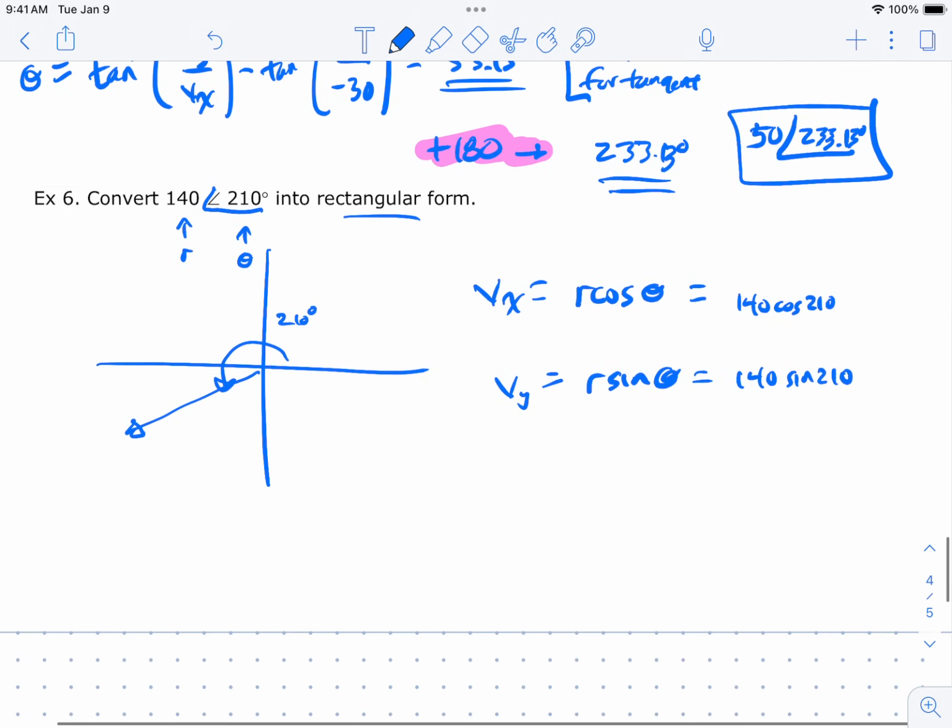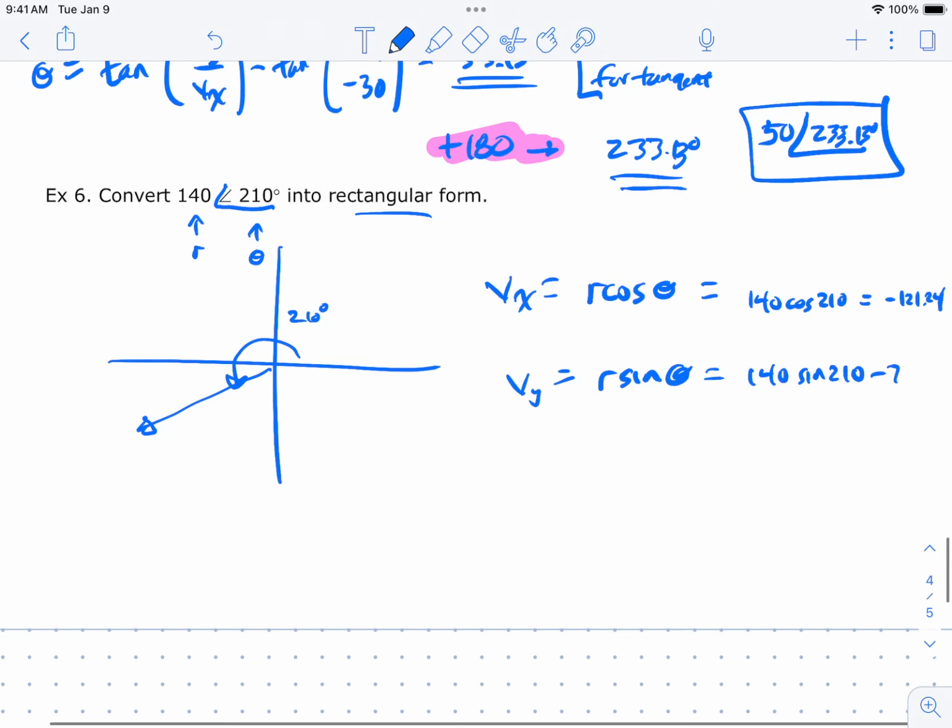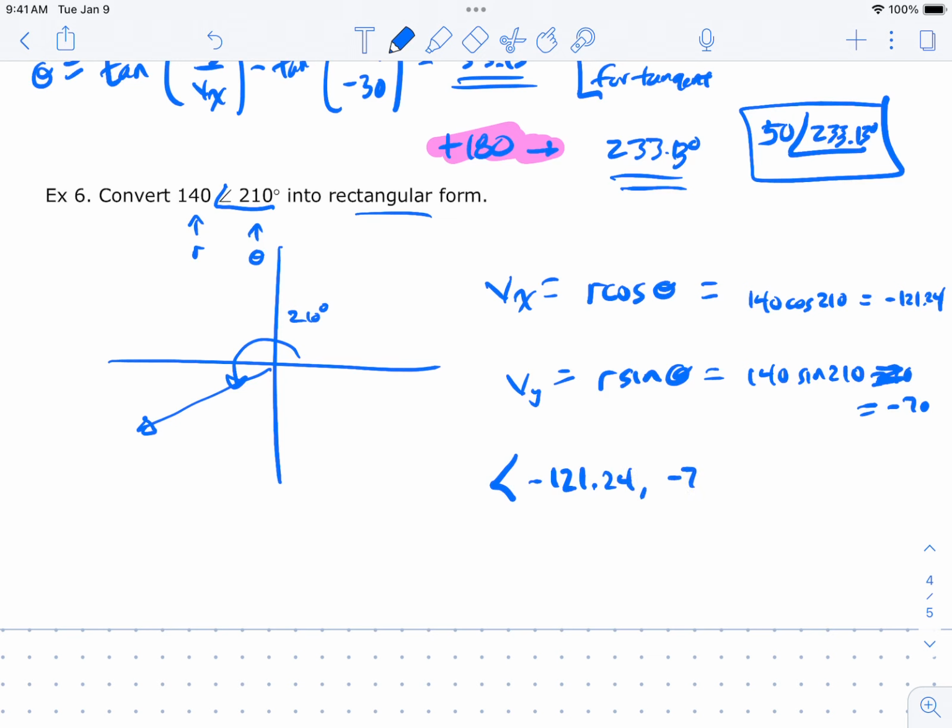Okay, cool. And if you do that, 140 cosine 210 ends up being negative 121.24. And 140 sine 210 ends up being just negative 70. And so you would write x component negative 121.24, y component negative 70. And I can circle that with confidence.